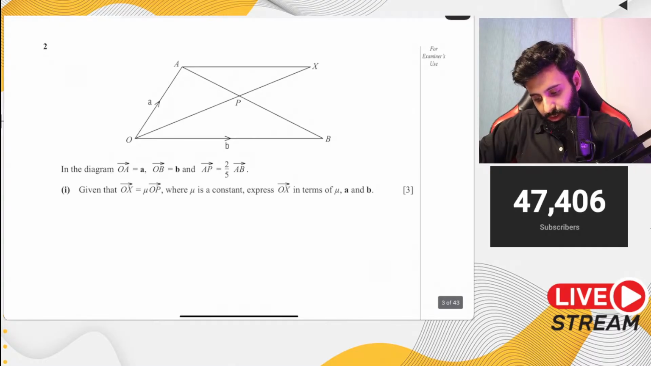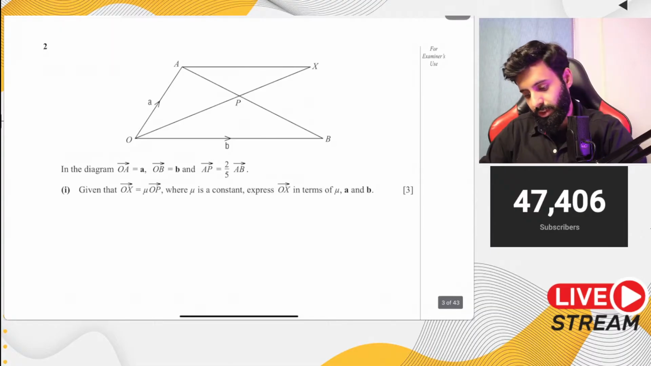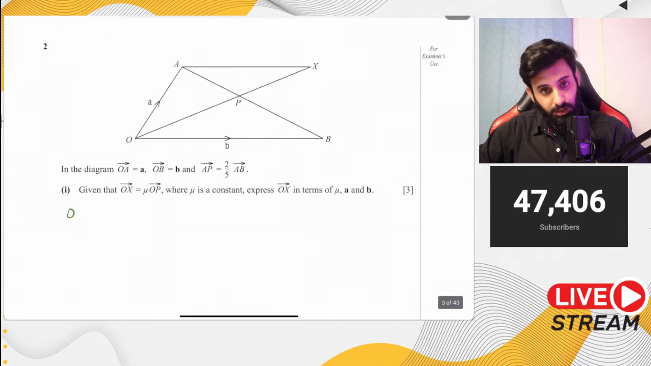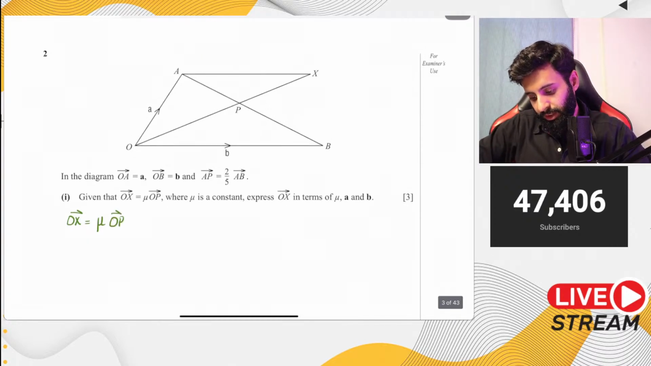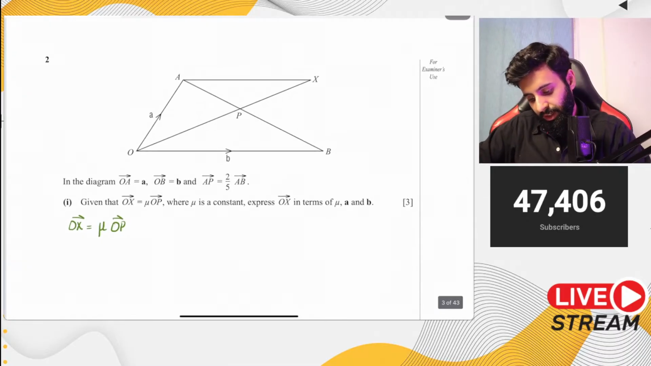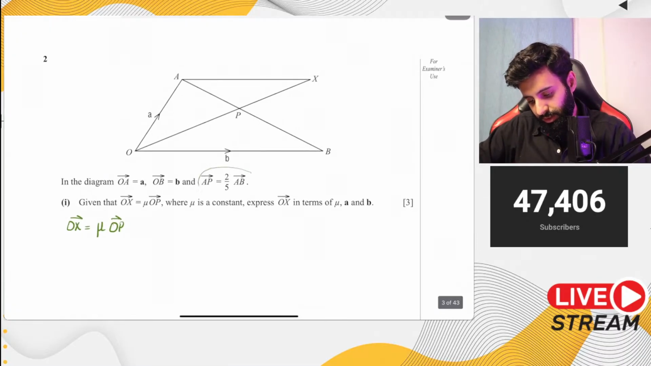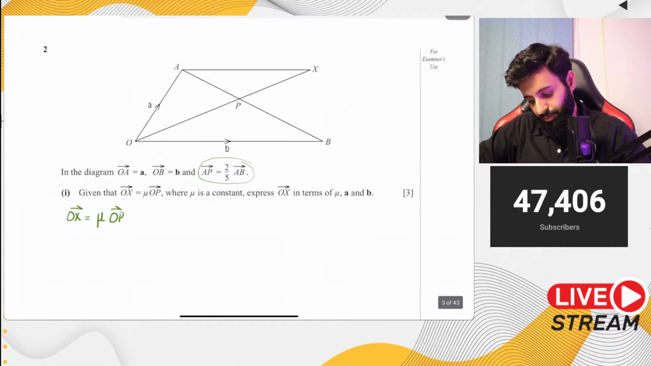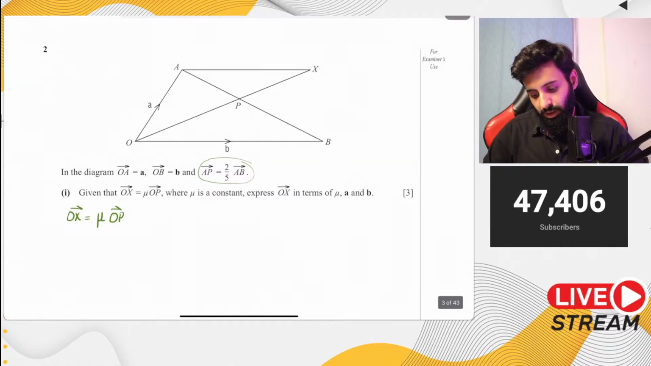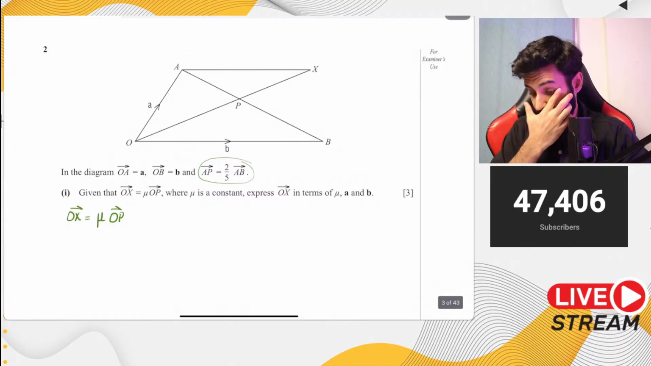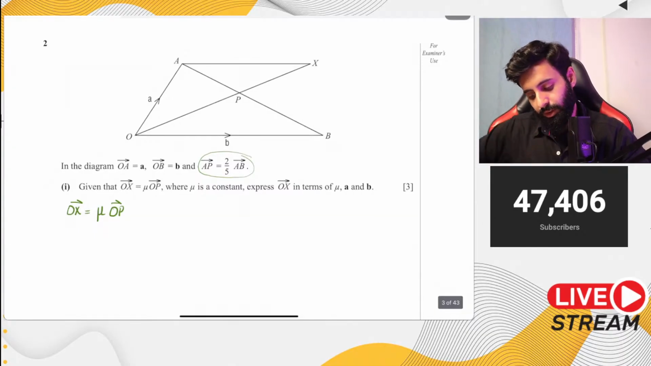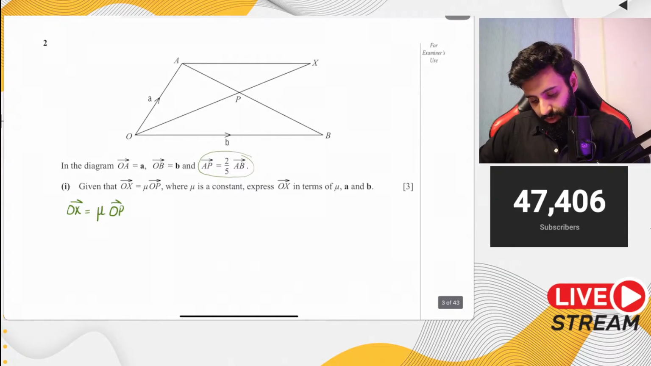All right, let's see what we can do over here. Okay, now OX, notice what OX is equals to. OX is equals to mu times of OP. Okay. All right, and what else do we know? Here's what we know. We know that AP is equal to 2/5 of AB.